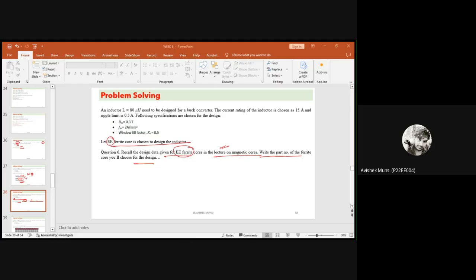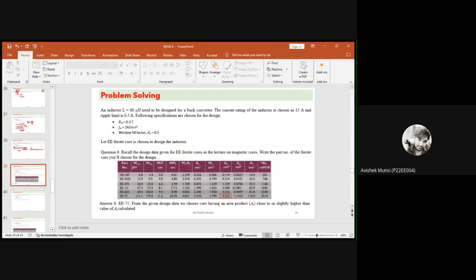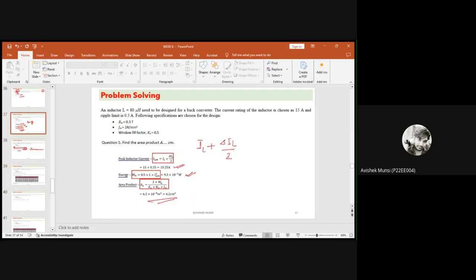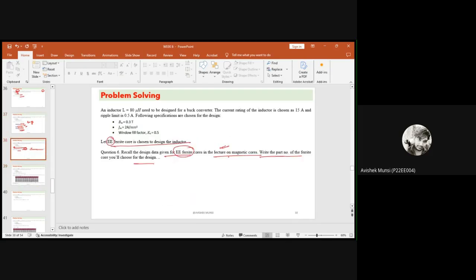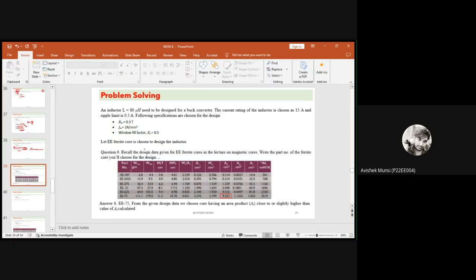Fine. It seems like you don't have the data. So from the data, you can see that E is 75. Since we have the area factor, we calculated as 6.2. So it should have to be area factor greater than that, close or slightly higher. So we are choosing more than that, that is 9.433. So that is the E75 core we choose from this data.